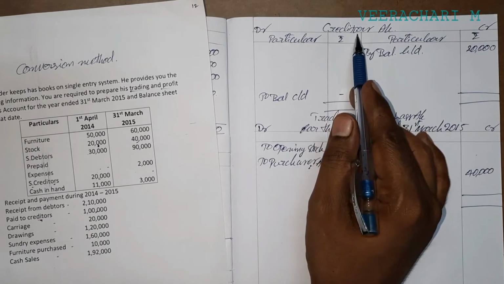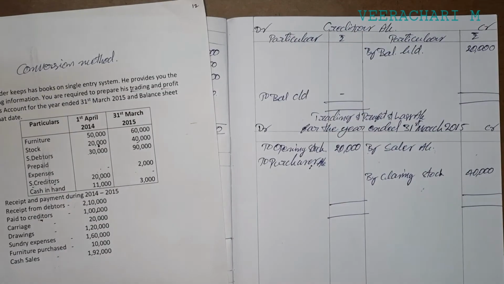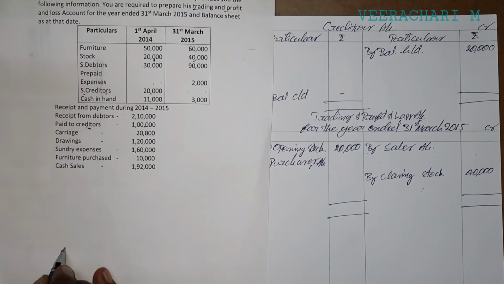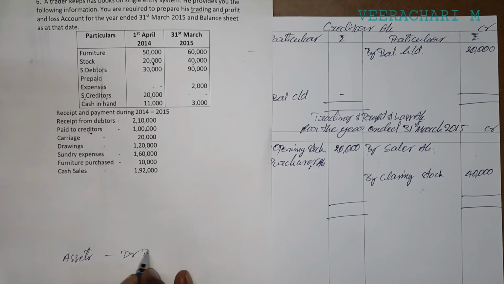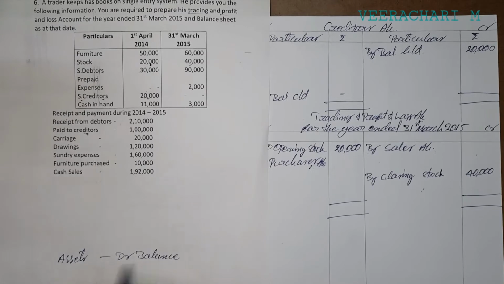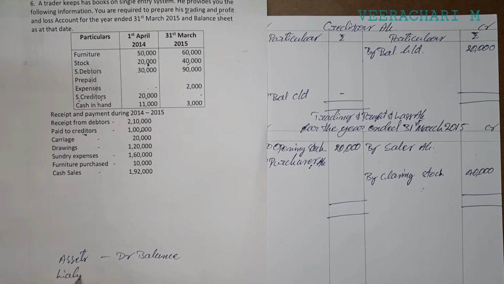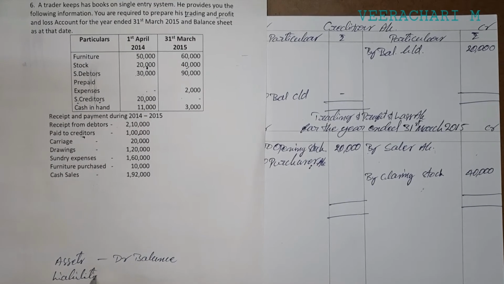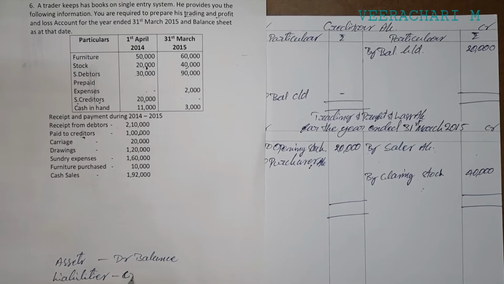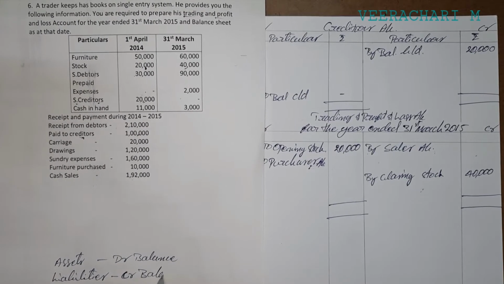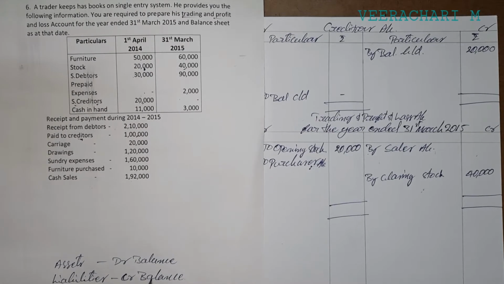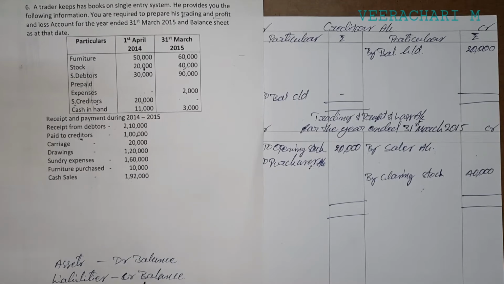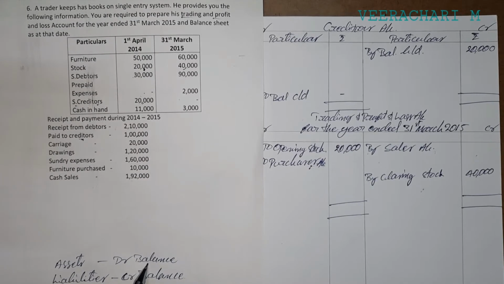Why should we write it on the credit side? The opening creditors on the credit side, because creditors is a liability. All liabilities are credit balance. Simple concept. Assets are debit balance, liabilities are credit balance. Should be remembered. So whatever the opening balances, if it is a liability, write on the credit side as brought down. If it is an asset, write on the debit side as brought down.